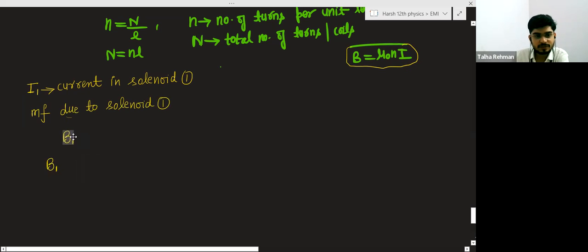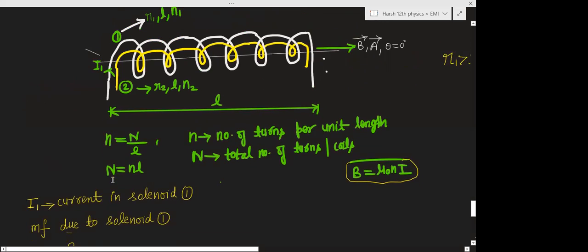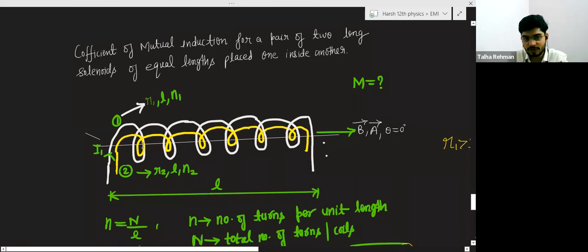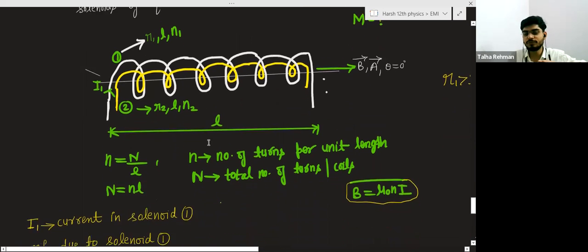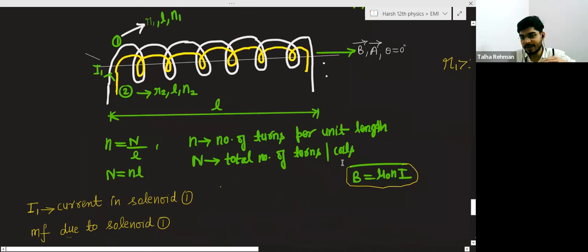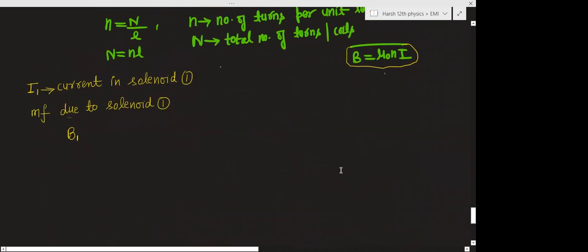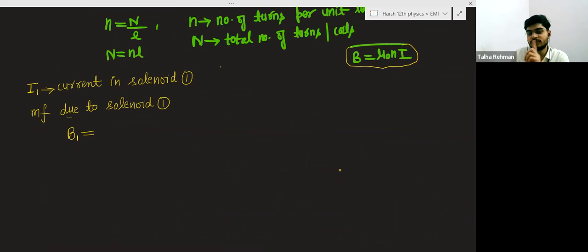Harsh, are you getting or not? Yes, sir. See, actually this is the only white color solenoid. There is a current in this white color solenoid, and I have told you, when there is a current, the magnetic field produced due to the solenoid is mu naught n I. So magnetic field due to the first solenoid will be mu naught n I.